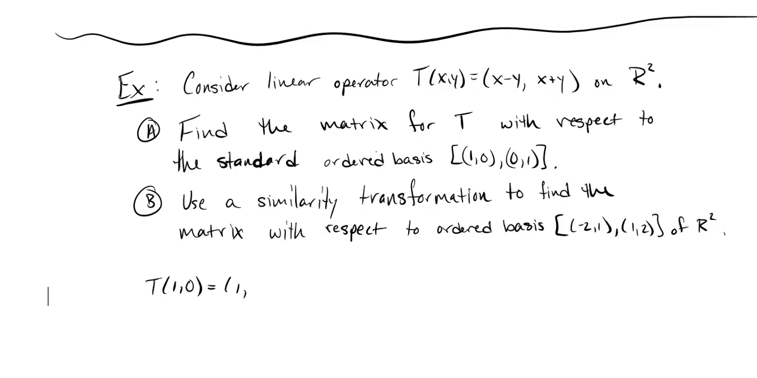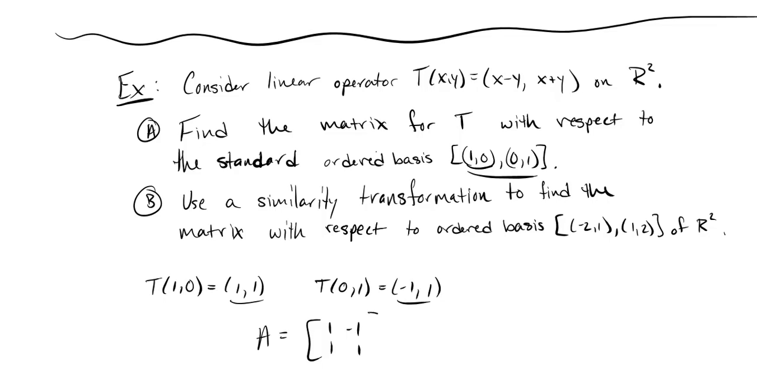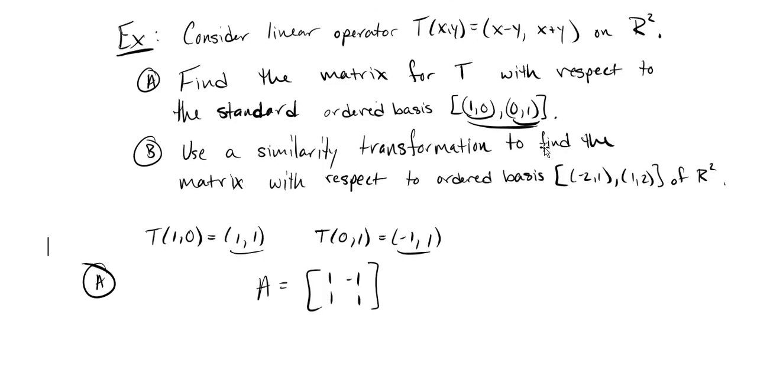And 1 plus 0. T applied to the other basis vector would be 0 minus 1, and 0 plus 1. These are the images expressed in terms of this basis, so we can just fill up a matrix with those columns. 1, 1 is the image of the first basis vector. Negative 1, 1 is the image of the second basis vector relative to this basis. So we know that's our part A matrix that we were asked to find. That's the matrix for T with respect to the standard basis.